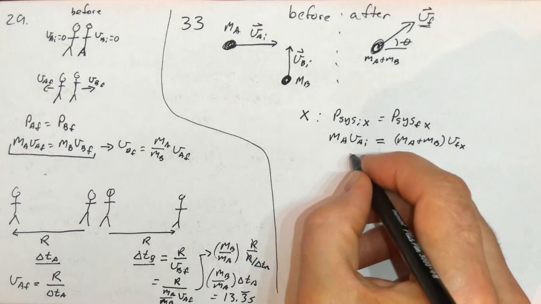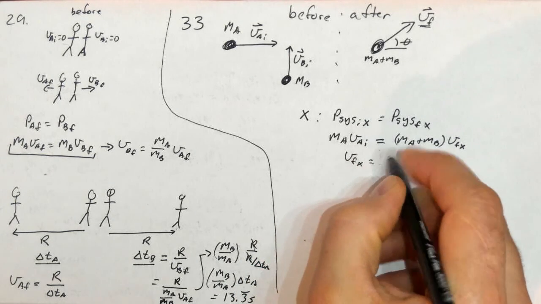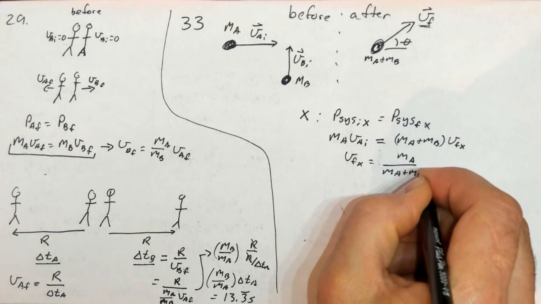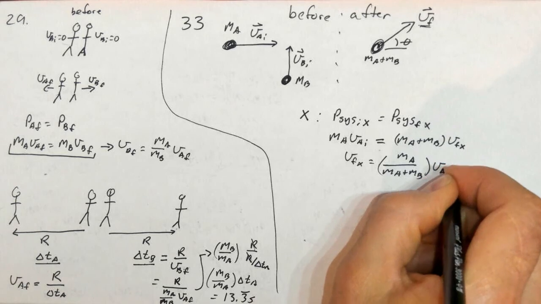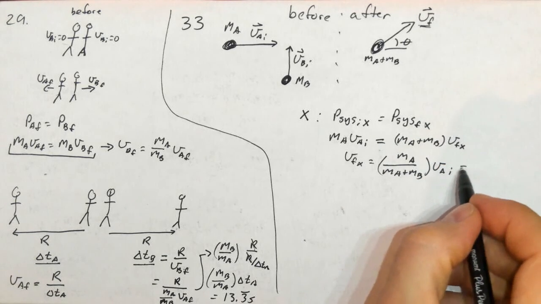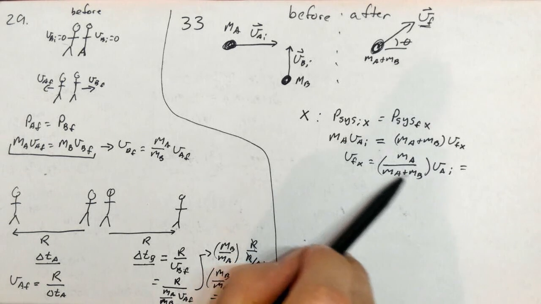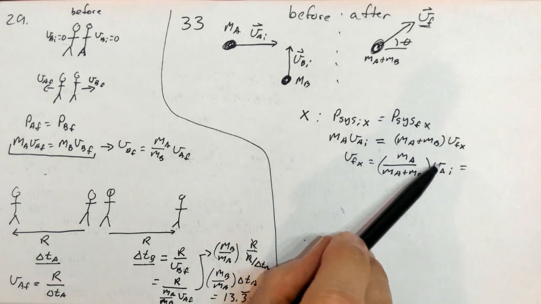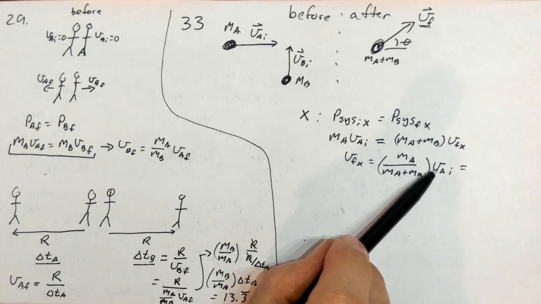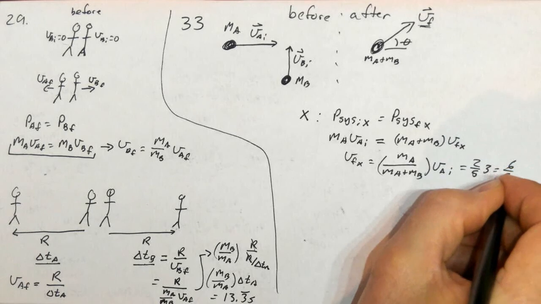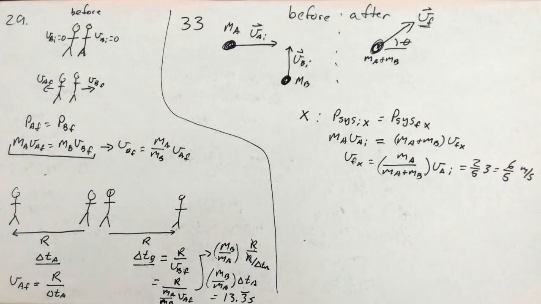We can solve for that. We have VFX is going to be equal to MA divided by MA plus MB times VA initial. If we plug in our numbers, this is 20 grams. This is 30 grams, so the denominator is 50 grams. So we have 20 over 50, or 2/5. This is 3 meters per second. We're going to have 2/5 times 3, which is 6/5 meters per second. So that's the x component of the final velocity.